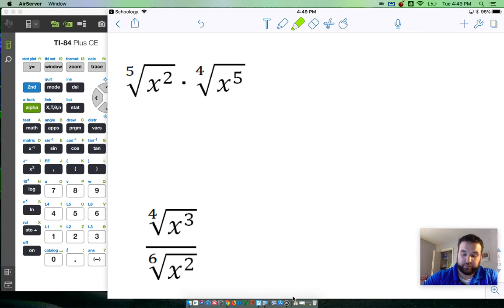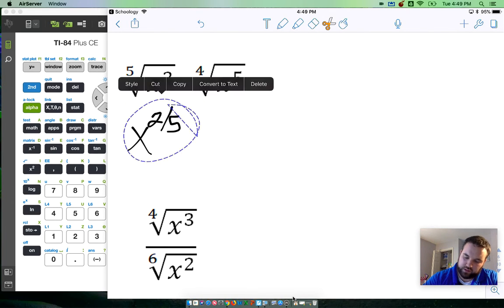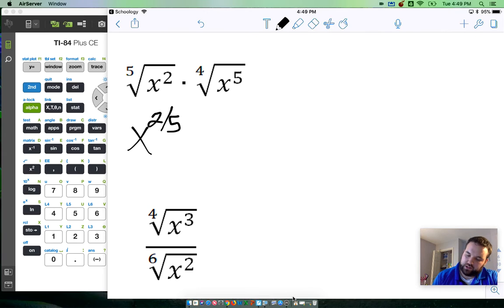But now that we know what we know, I can write both of these as exponents instead. So the 5th root of x to the 2nd, I can rewrite as x to the 2/5. Okay, so that's a power instead. That's the exponential version. And then here, the 4th root of x to the 5th, I can write as x to the 5/4.